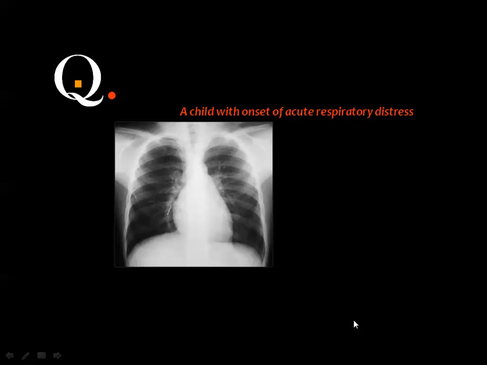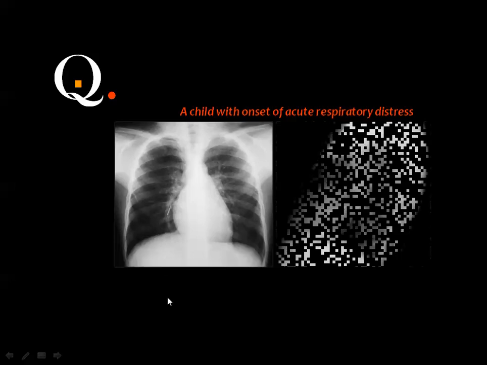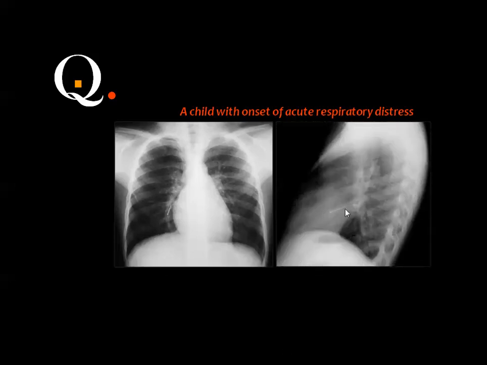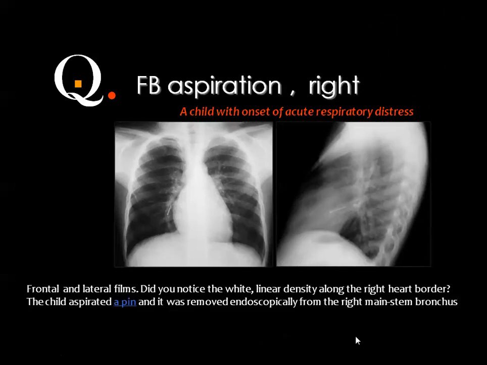Then if you look carefully here, can you see the foreign body? Yes, the foreign body is a pin, which is located on the right side and is clearly seen in the lateral view. This is a foreign body impaction on the right side.